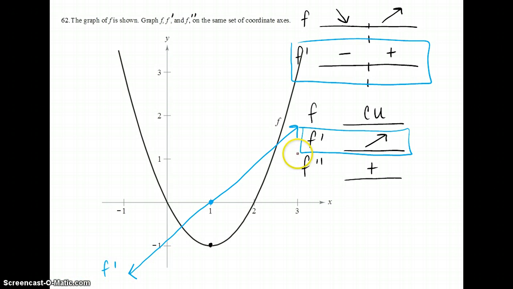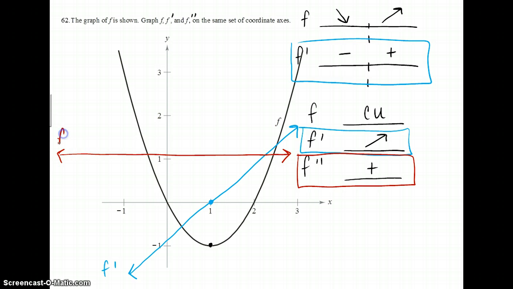The only thing we know about the second derivative is that it's positive, and the second derivative is the rate of change of the first derivative. Well, we just talked about this. What's the rate of change of a line? It's just the slope of that line. So the line I drew in blue has a positive slope. So the second derivative just needs to be graphed in the positive region, which is above the x-axis.